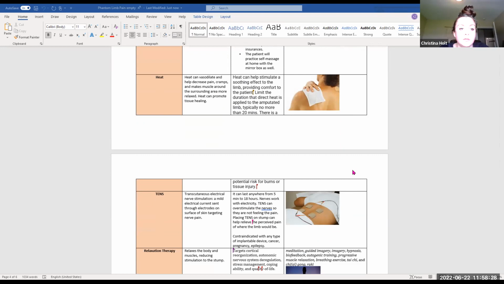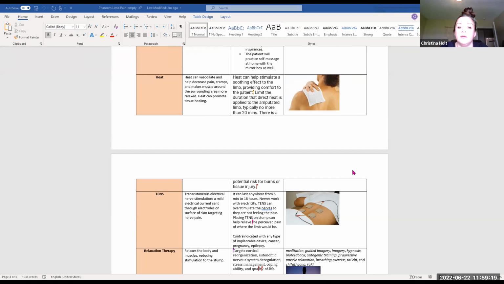But we found that heat can vasodilate and help decrease pain, cramps, and make the muscles in the surrounding area a little more relaxed, not so tensed up in that amputated part of the body. And heat can also promote tissue healing. We found out that it causes more of a soothing effect over anything, just to provide comfort to the patient. You do need to limit the duration that you have direct heat applied to an amputated limb, typically no more than 20 minutes, because you can have potential risk for a burn or tissue injury, especially if you're using a heating pad or something electric. They recommended lots of warm blankets for patients that are wanting heat stimulation. And yeah, that's pretty much what we found on it.